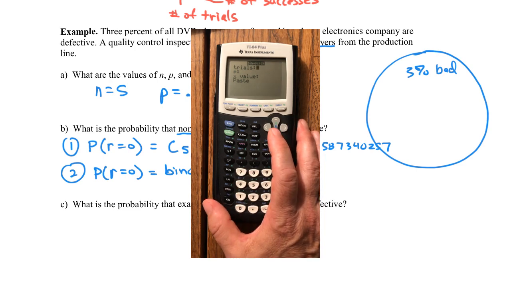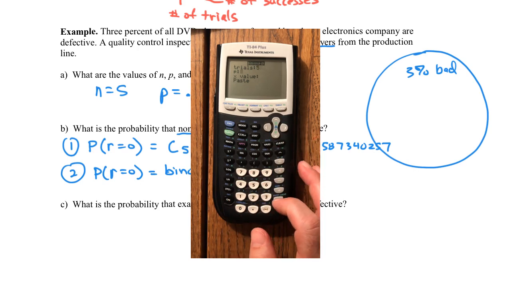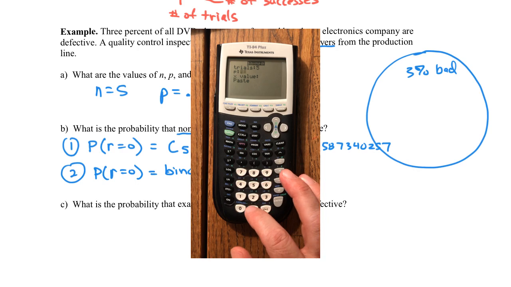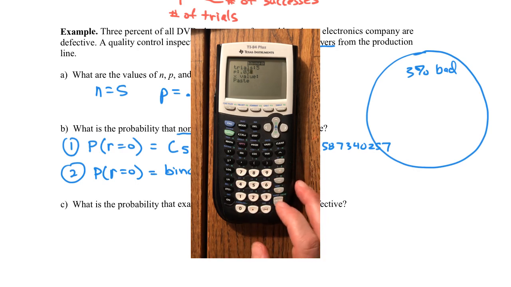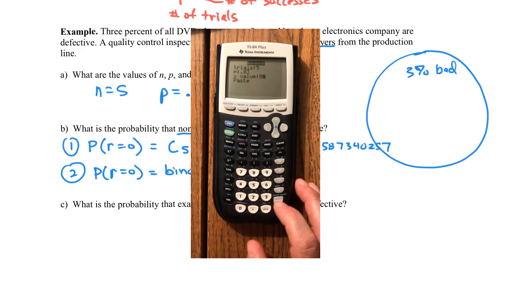So with the newer software, it's asking you for the number of trials, so that's N. So I put 5 here. Probability of success P is 0.03. And then the only thing that's a little different is the X value. Our book uses R, and probably about half of the books use X for the number of successes, and our calculator uses X. So it's asking for the number of successes, and for this we want 0.